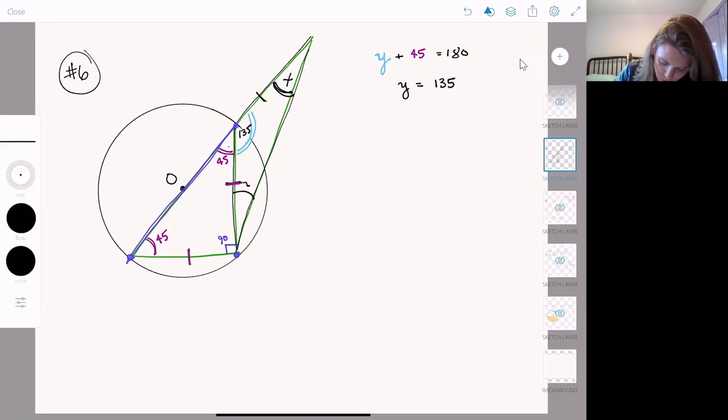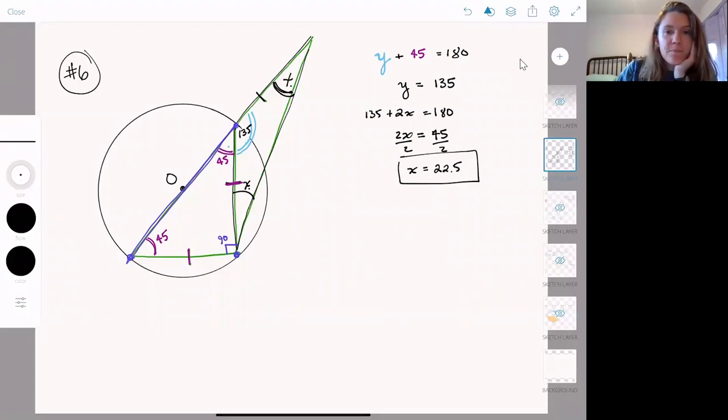Okay, so we'll call this x because this x and this x are equal. 135 plus 2x is going to equal 180. 2x equals 45. Divide both sides by 2, and x equals 22.5.